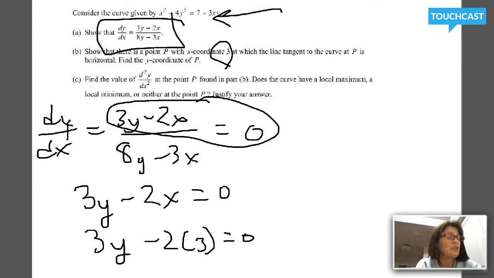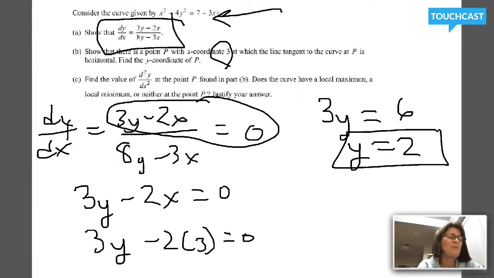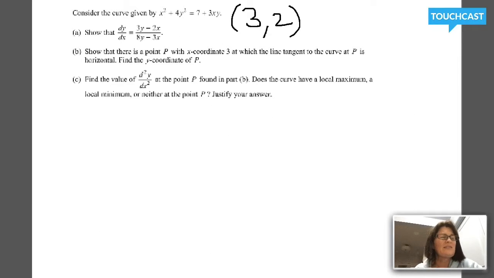Again, feel free to show as many or as few steps as you like here. It tells me that 3y equals 6, so I conclude y equals 2. I've been asked to find the y coordinate of P. The y coordinate of P is 2. All right, so now it's time for part C. I wrote myself a reminder up there that the point I found in part B was 3, 2. The 3 was given to me, and I just figured out that the y is 2 from part B.